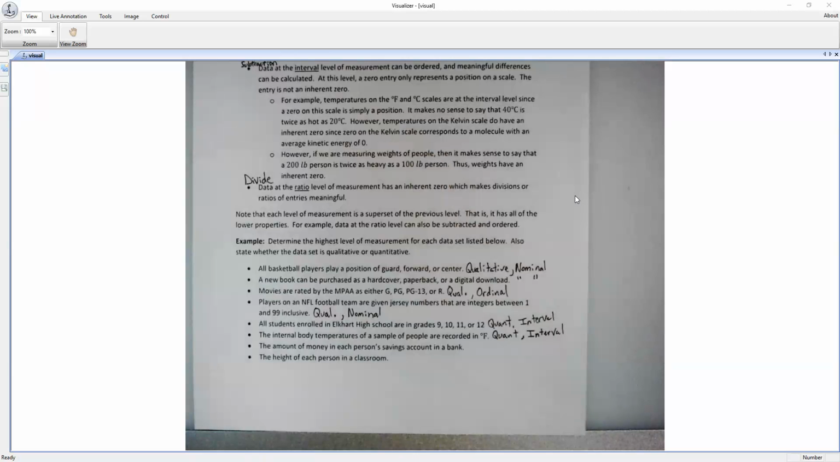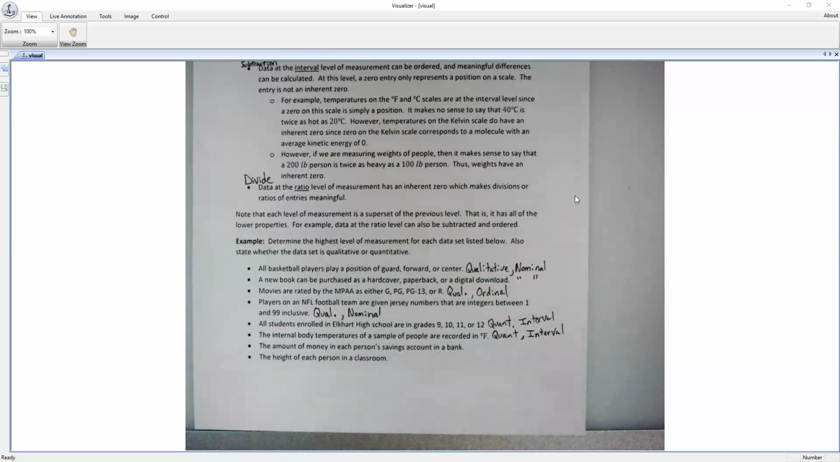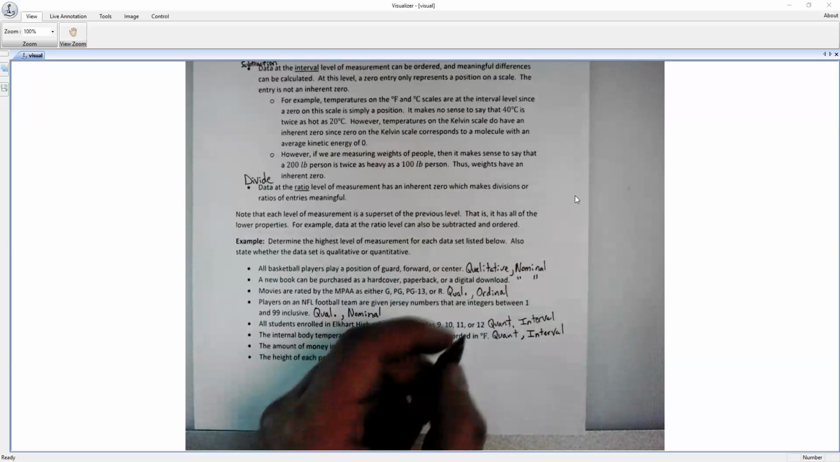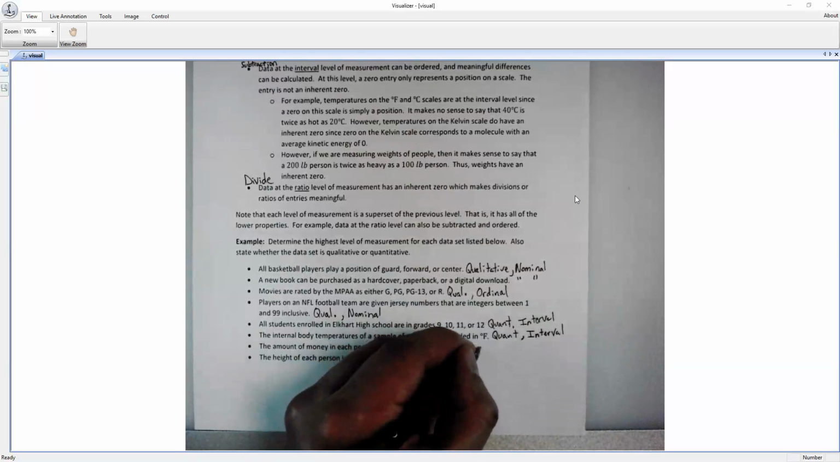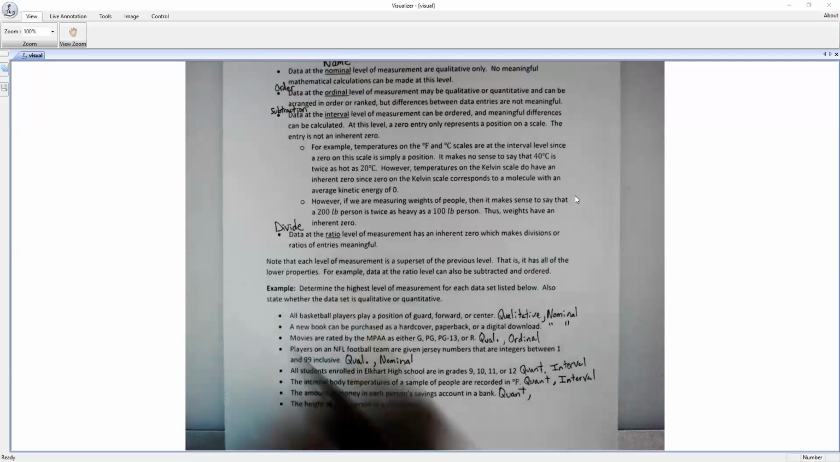Okay. Now, the amount of money in each person's savings account, clearly that's quantitative. You can add, subtract money from your bank account. And those make sense for the bills you pay each month and the money you deposit from income. So we clearly have a quantitative data set here. Now, the questions we need to ask, kind of working backwards, are, can I divide?